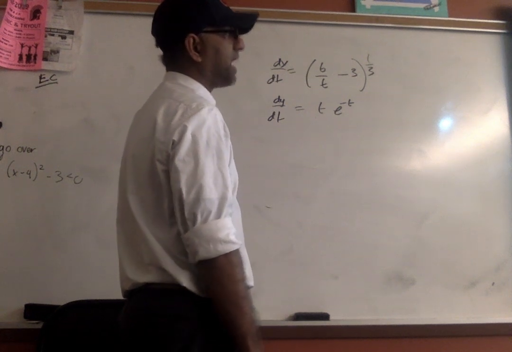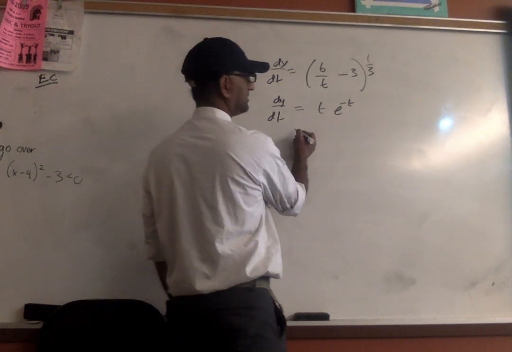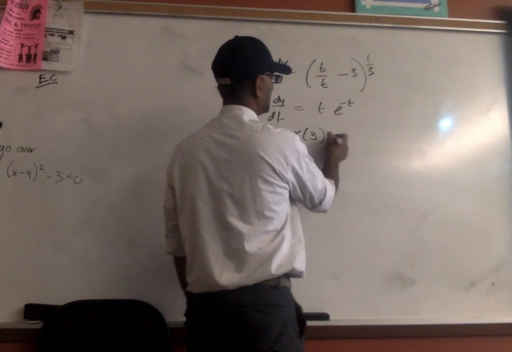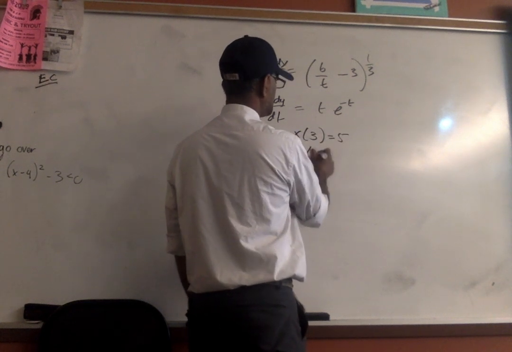How am I processing this information? At t equal to 3, the particle is at (5, 4). So x of 3 is 5, and then y of 3 is 4.